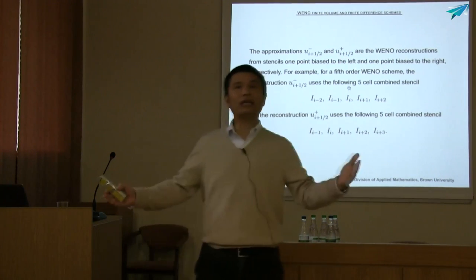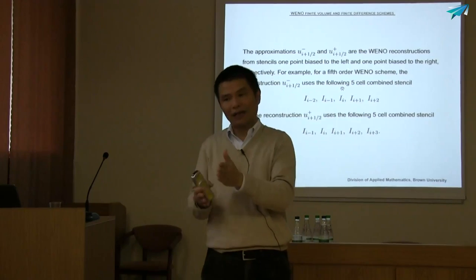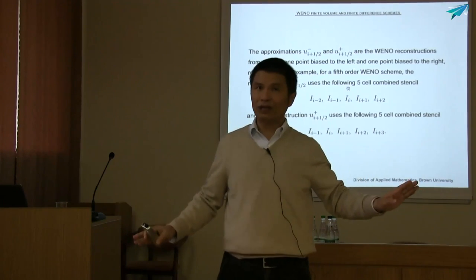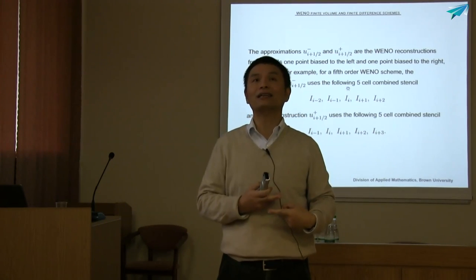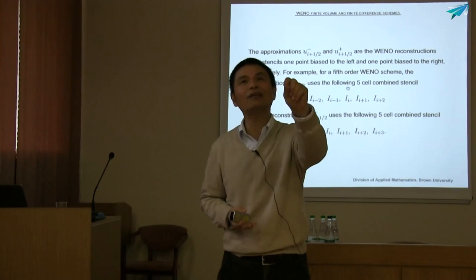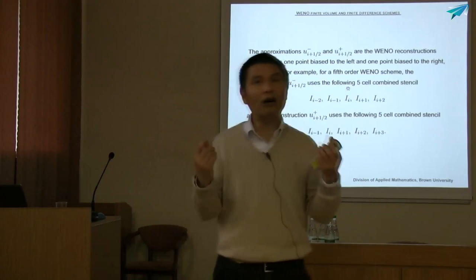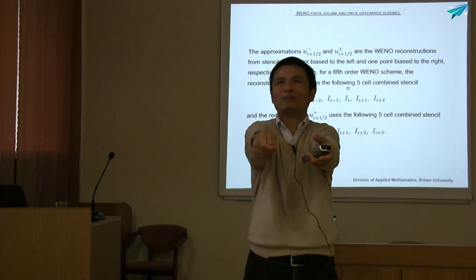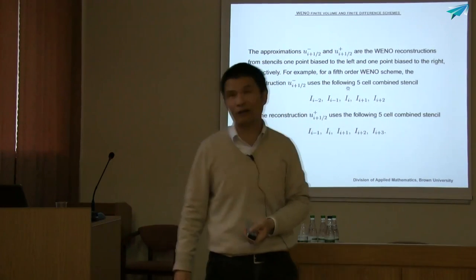So even though these two reconstructions are both, let's say, fifth order accurate approximations to the same u at i plus half at the same location, usually the values of them are different. In smooth regions, the values of them are different, but they differ by a very small amount. If both of them approximate the same number to delta x to the power 5, then the difference between these two guys should also be delta x to the power 5, right? So these two numbers in smooth regions will be very, very close.